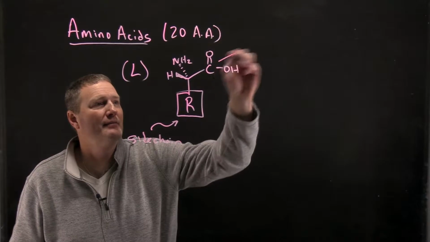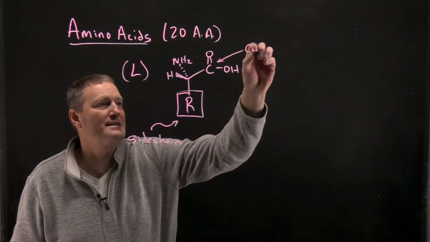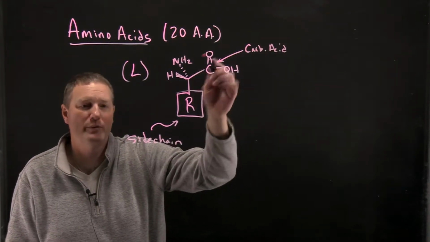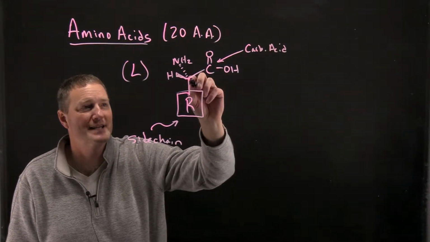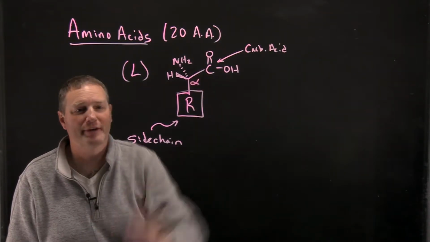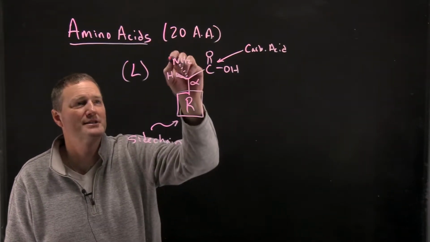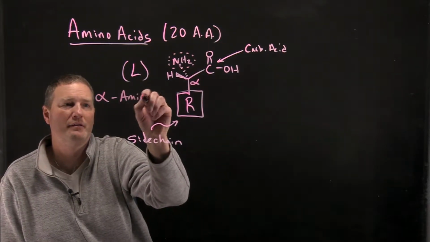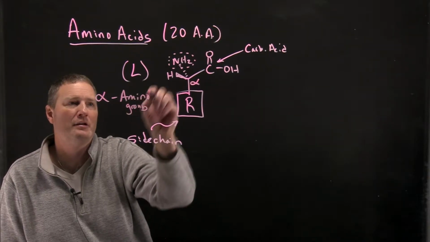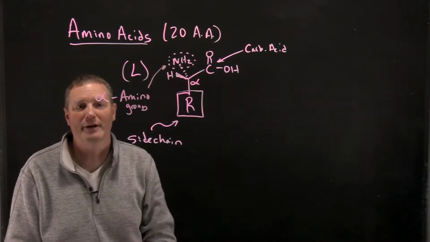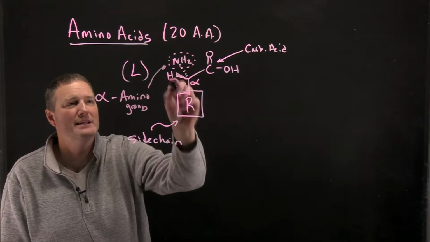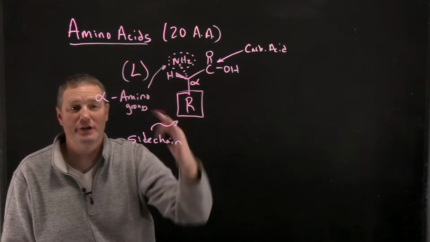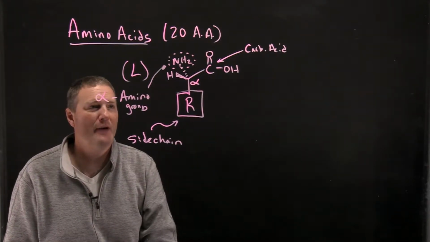So here we have, again, our carboxylic acid. Recall that when we talk about carboxylic acids, if you look at a carbon that's adjacent to a carboxylic acid, this is called an alpha carbon. So this group here is sometimes referred to as the alpha amino group, because it's coming off of the alpha carbon. And then this would be the so-called alpha hydrogen. So again, this is the generic structure of all the amino acids.